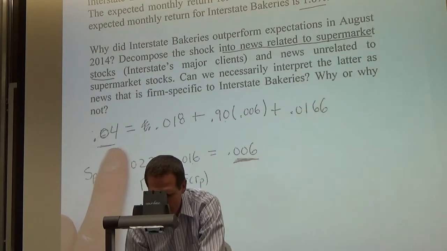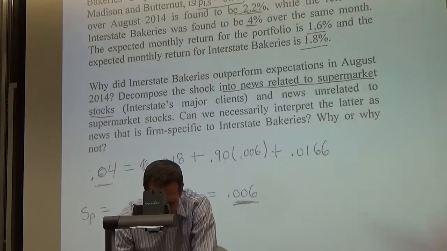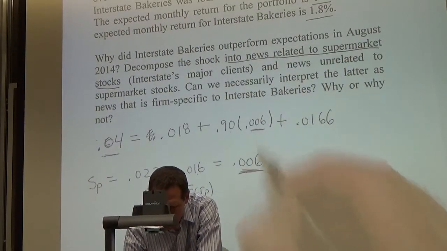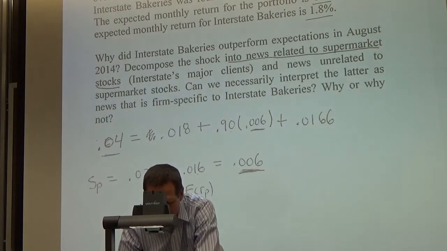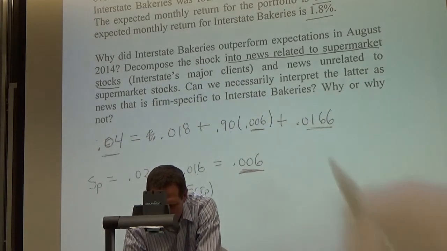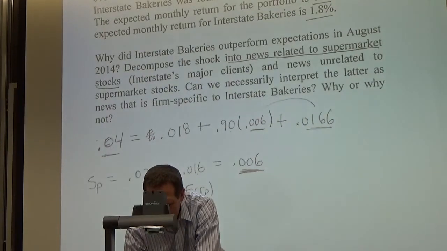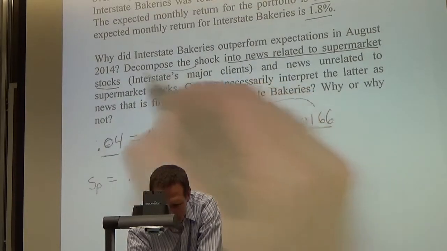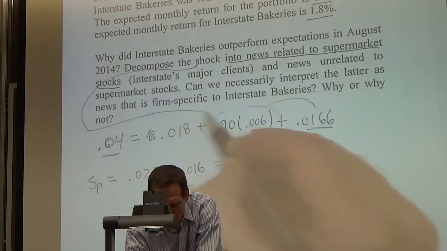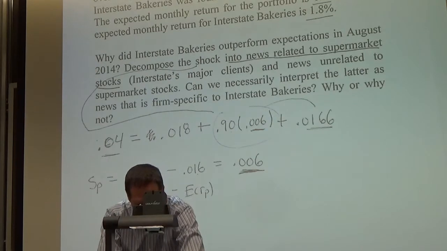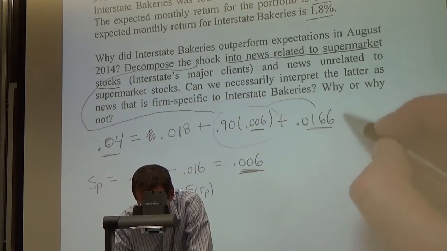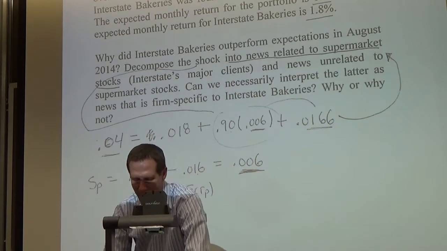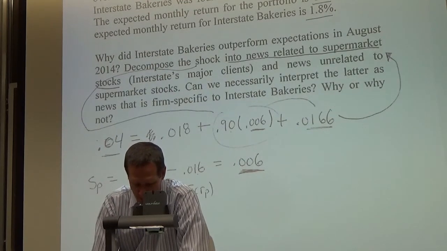So this is in your reading as well. This right here is the outcome for our X variable, the shock to the portfolio for that month. This is the error term for that month. We know that those two things are independent. Hence we interpret this piece as the shock to Interstate Bakeries that is related to supermarket stocks. And this is the shock to Interstate that is unrelated to news about supermarket stocks. All right?